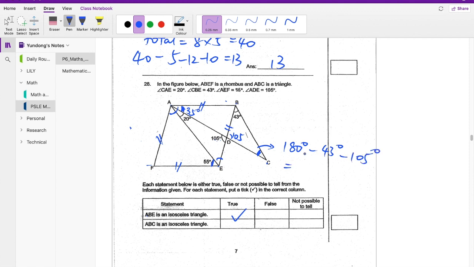Equals to, so this one is 137 minus 105. This one equals 32 degrees, but this one is 35 degrees. So this one is not equal to this one. So ABC is not an isosceles triangle.